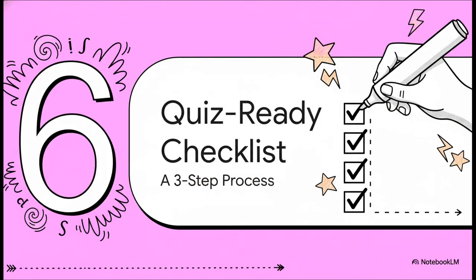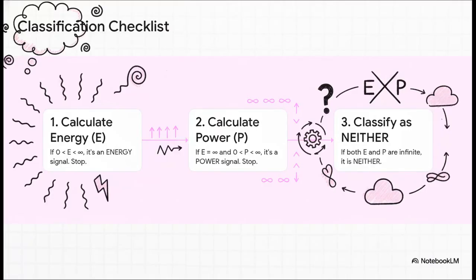Okay, let's wrap this all up. We're going to put everything we've talked about into one simple, foolproof checklist that you can use to get ready for your quiz. And here it is, your 3-step process for any classification problem you're going to face. Step 1. Always calculate the total energy E first. If you get a finite positive number, you're done. It's an energy signal. Step 2. If the energy is infinite, then you go and calculate the average power P. If P is finite and positive, you can stop. It's a power signal. And finally, step 3, if you found that both E and P shoot off to infinity, then the only option left is neither. It really is that simple.